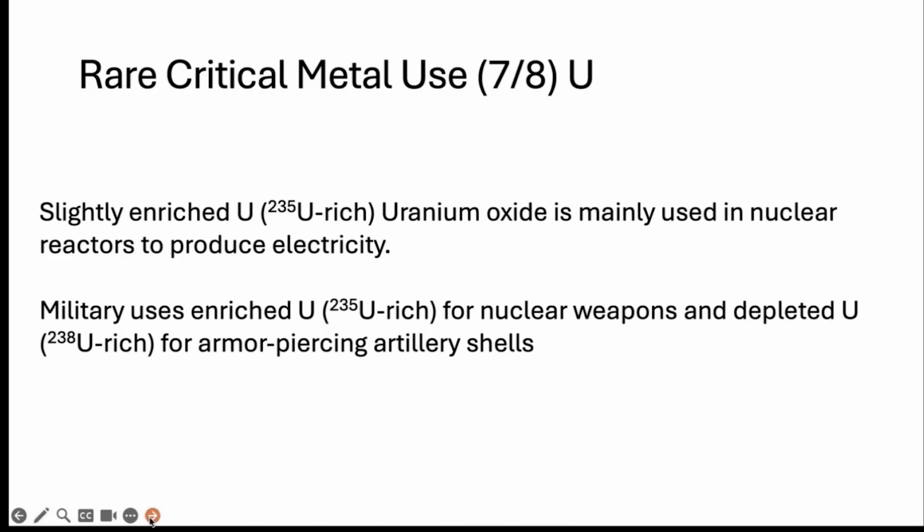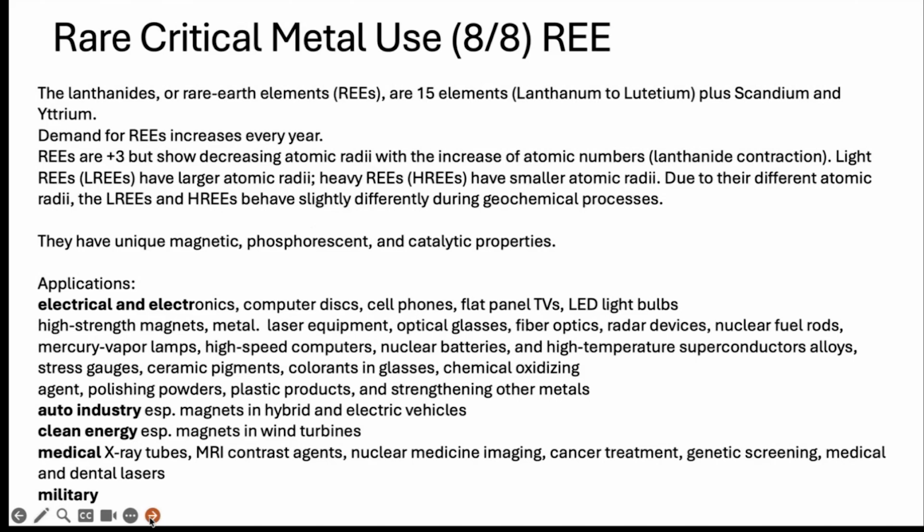And then finally, we have the rare earth elements. These are sometimes called the lanthanides, or we can call them the rare earth elements, or the REEs. There are 15 elements, from lanthanum to lutetium, as well as the elements scandium and yttrium, which have similar chemical behavior to the lanthanides. The demand for rare earths increases every year. They're all +3, but they show decreasing atomic radii with increasing atomic number. That's called the lanthanide contraction.